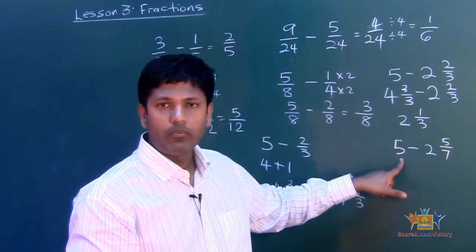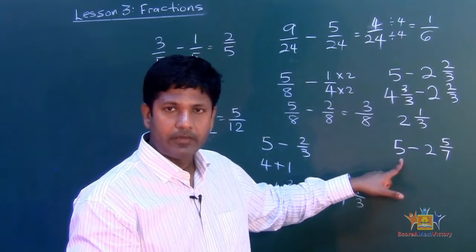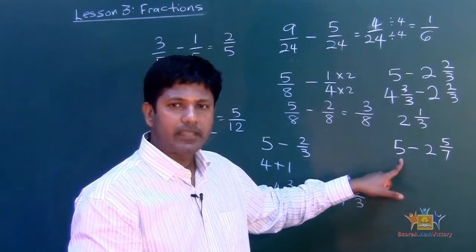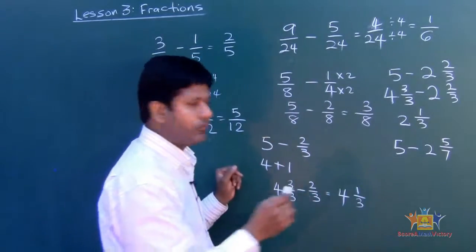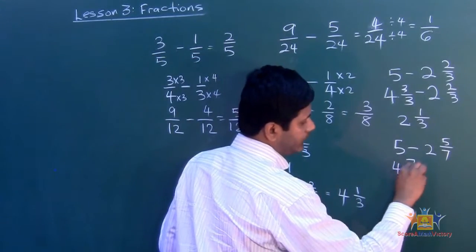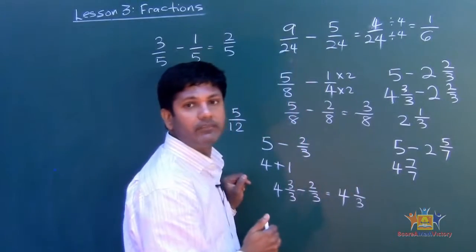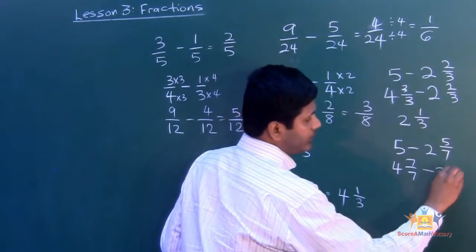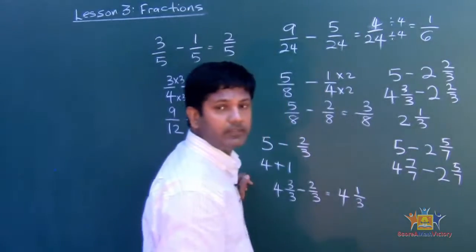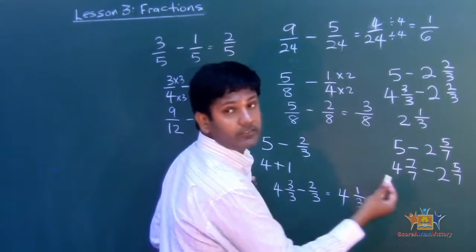What would I do to the 1 out of the 5? I make that into a fraction. Into what form? 7 over 7. Why 7 over 7? Because this denominator is 7. That way I can subtract it. I can subtract with 5 over 7. So now look at that. They both have a common denominator.